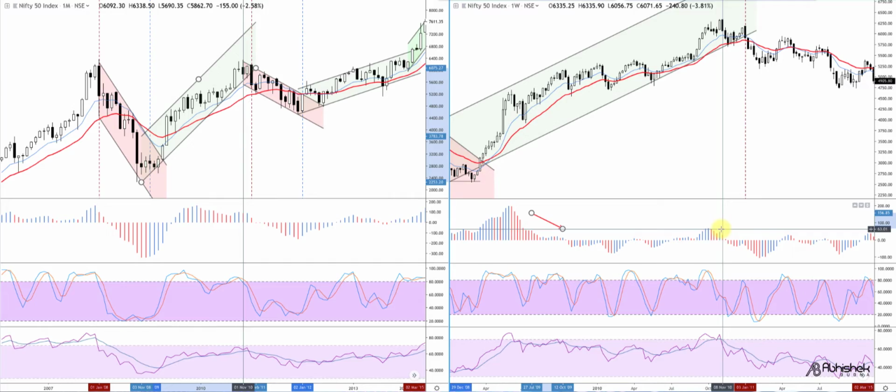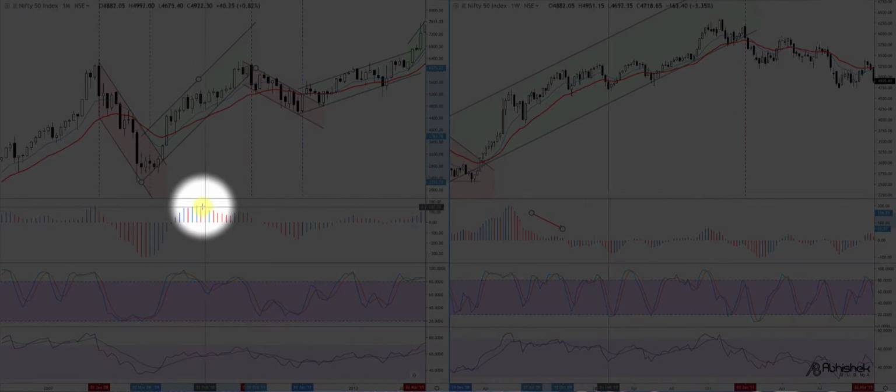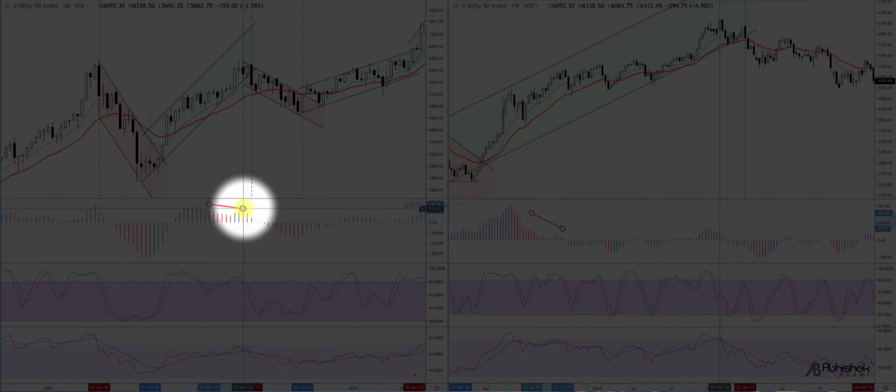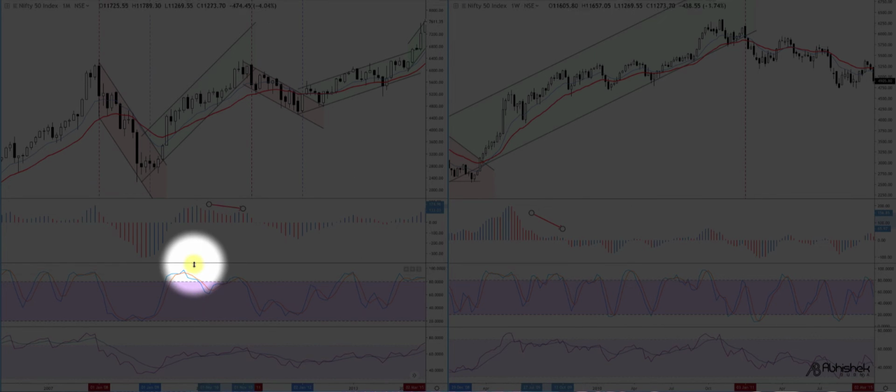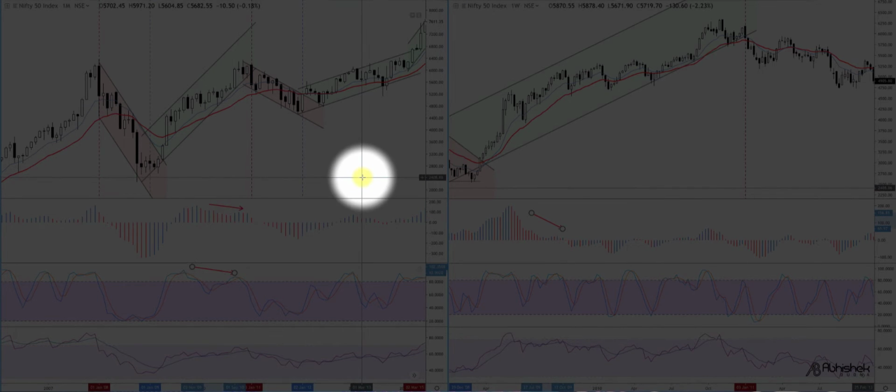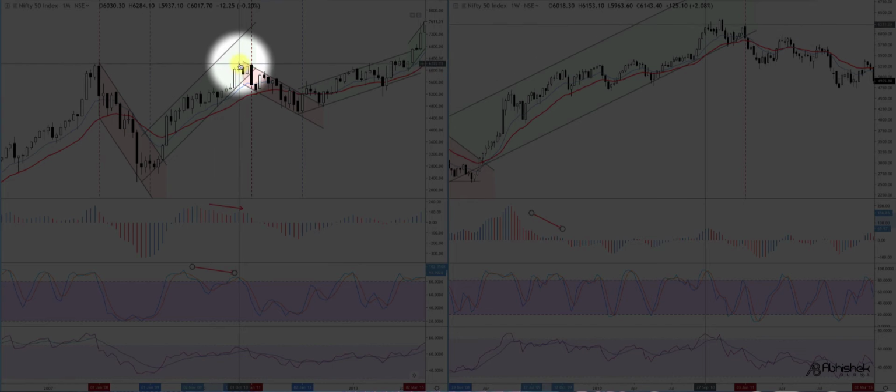But here there's a bearish divergence in the weekly chart, and if you look on the left hand side, there's a bearish divergence in the monthly chart as well. Okay, there's a doji here, and post that obviously we're looking to go short. So in November we're going to go short.